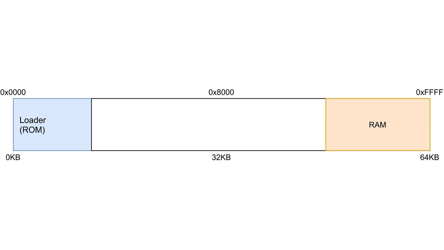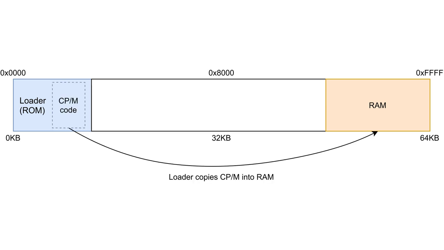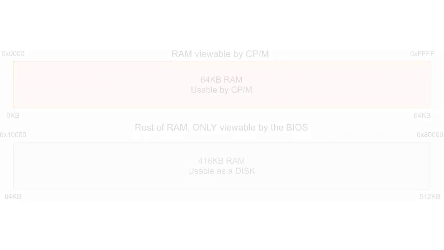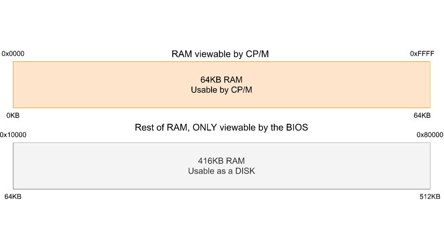The way CP/M is loaded is pretty simple. When the board starts, the code from ROM is executed. Its only purpose is to store CP/M into the RAM, then jump to CP/M cold boot routine where initialization begins. Even though our RAM is 512 kilobytes, CP/M will only be aware of the lower 64K. The rest will be used as a virtual disk. And as you may have guessed, that virtual disk is empty on boot.